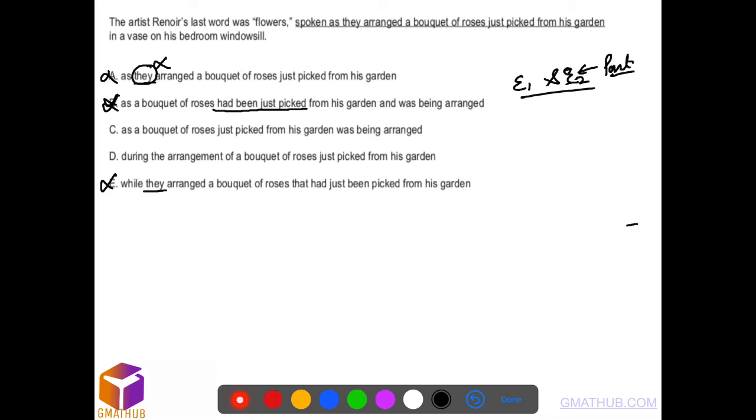D. During the arrangement of a bouquet of roses just picked from his garden in a vase, it gives me a feeling that the garden is in a vase. That's the meaning that it conveys. This is out. C is the perfect choice. So the artist Renoir's last word was flowers, as a bouquet of roses just picked from his garden was being arranged in a vase. This is totally fine.